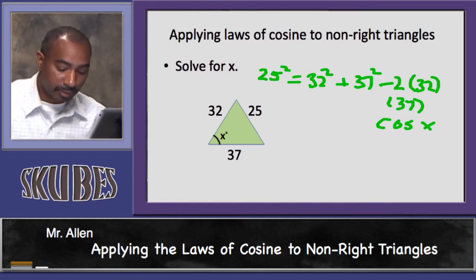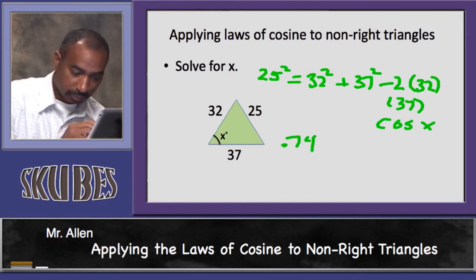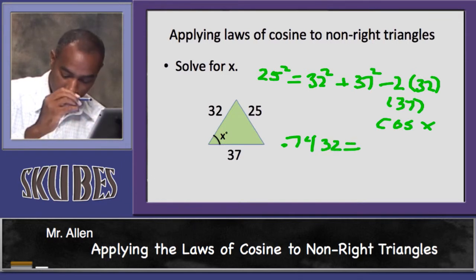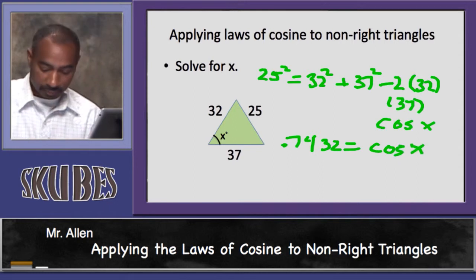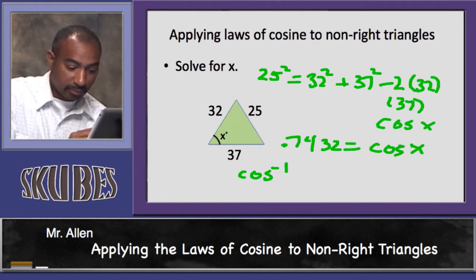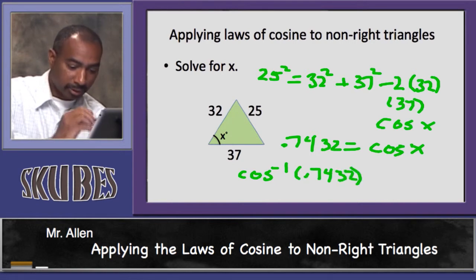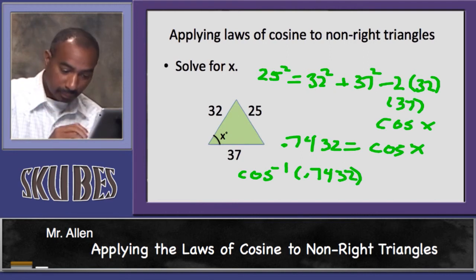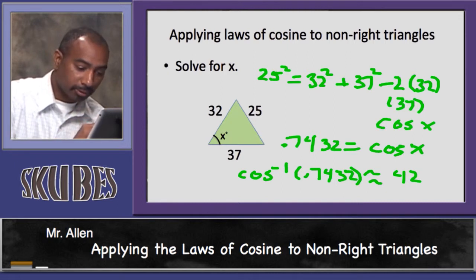Once you simplify that, you should wind up with 0.7432. But remember, you have to take the inverse cosine of this value in order to get what x is. You can look it up on the chart or your calculator, and it should be approximately 42. So this should be 42 degrees.